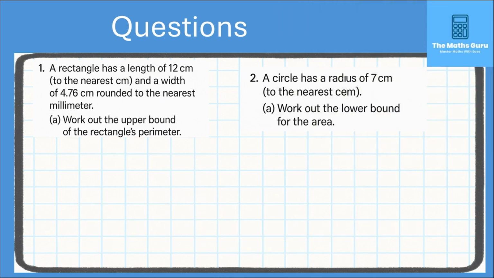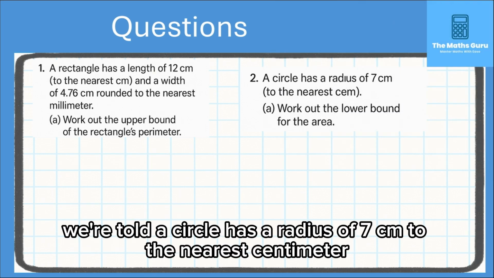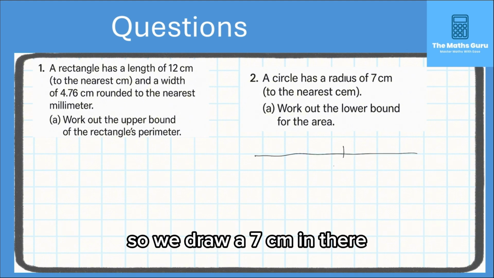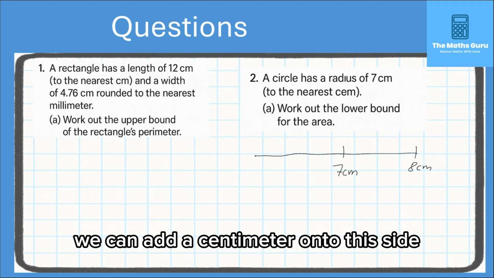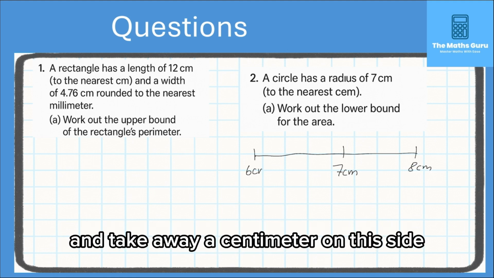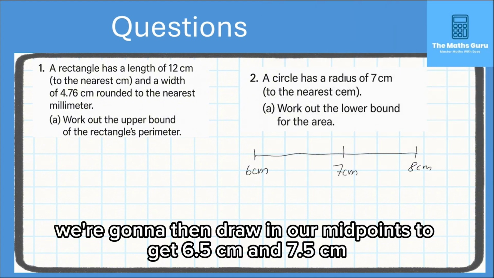Okay, now looking at number 2, we're told a circle has a radius of 7 centimeters to the nearest centimeter. So we draw our 7 centimeters in there. Now that we know it's rounded to the nearest centimeter, we can add a centimeter onto this side and take away a centimeter on this side. We're going to then draw in our midpoints to get 6.5 centimeters and 7.5 centimeters.